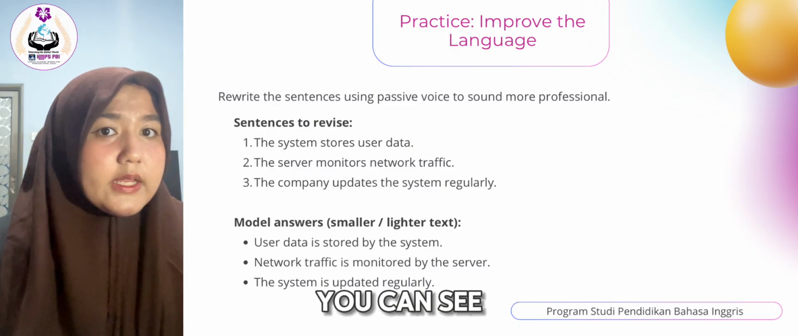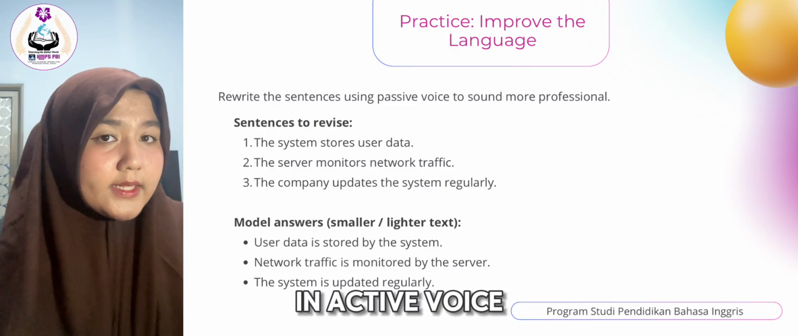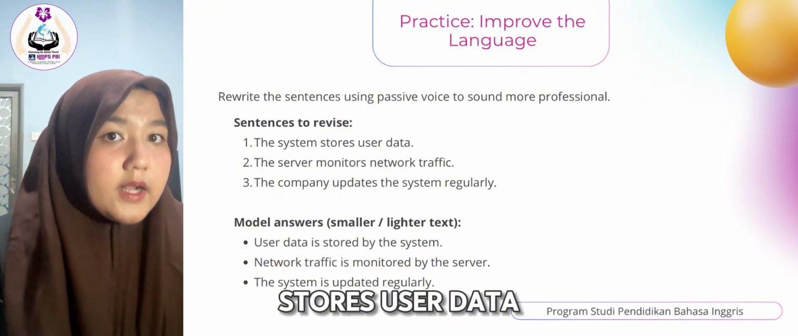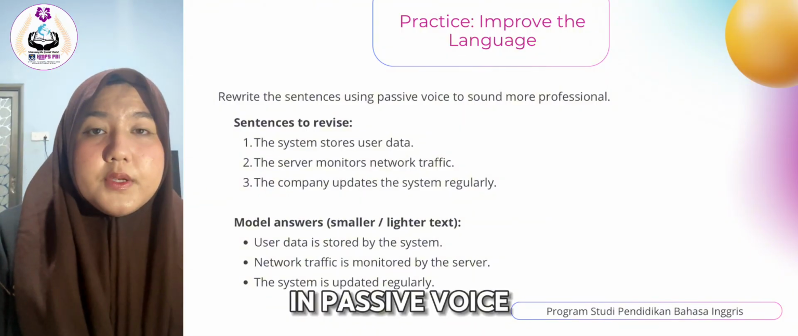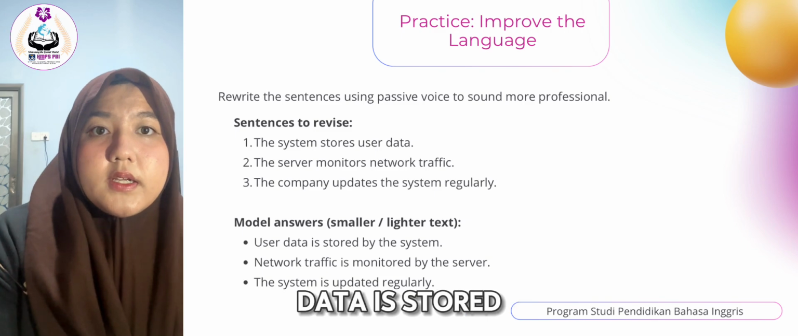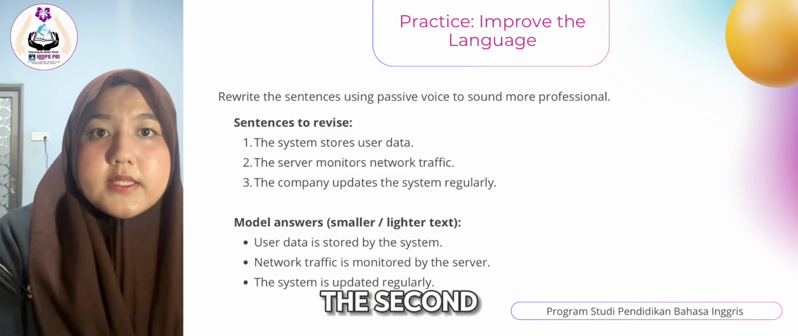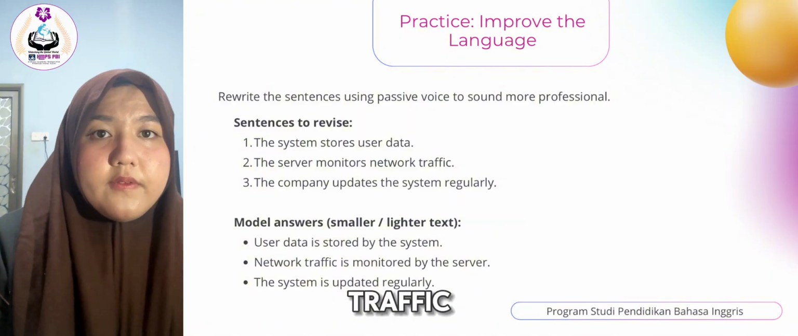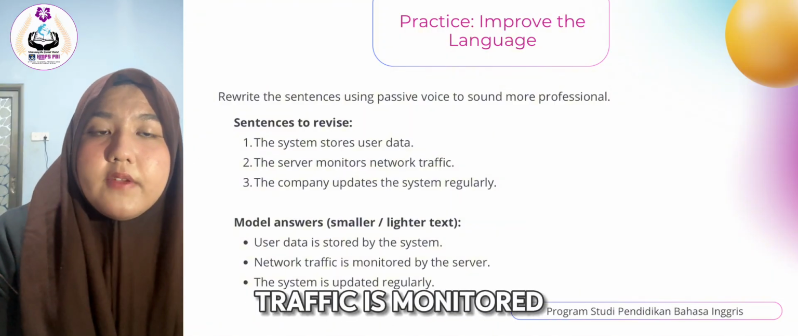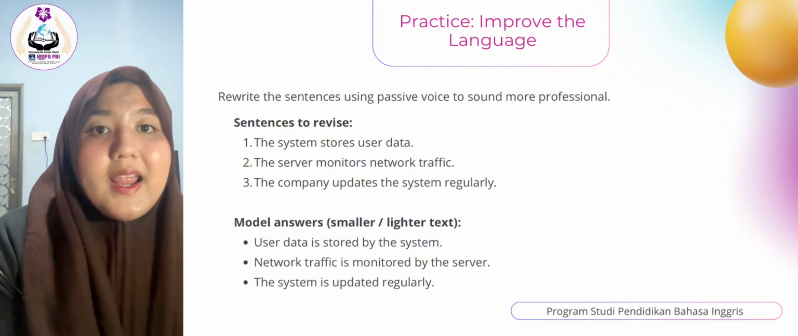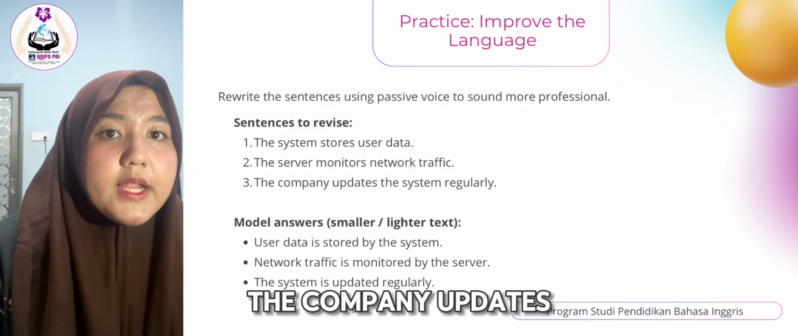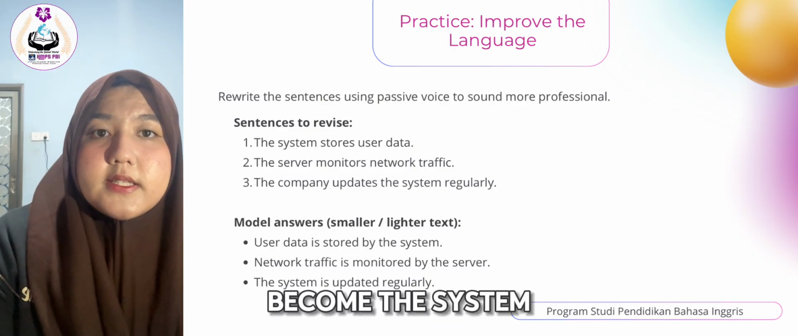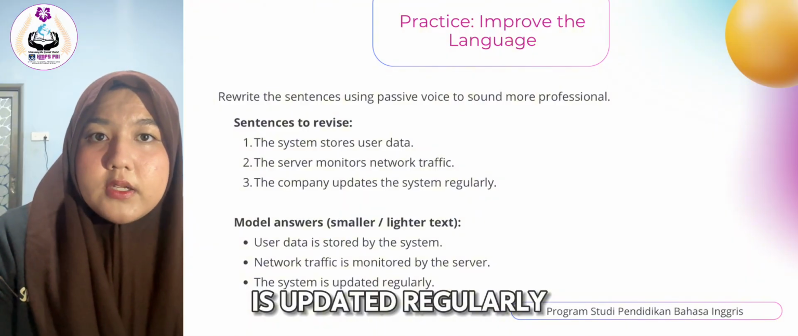On the slide, you can see three sentences written in active voice. The first sentence is, the system stores user data. In passive voice, this becomes, user data is stored by the system. The second sentence is, the server monitors network traffic. This becomes, network traffic is monitored by the server. And the third sentence, the company updates the system regularly. This becomes, the system is updated regularly.